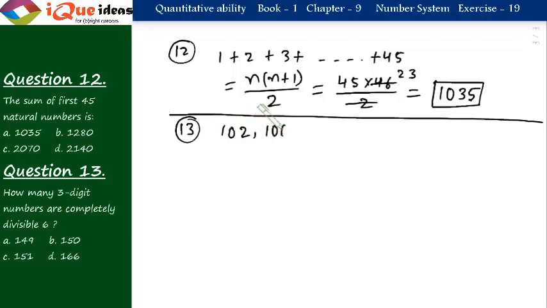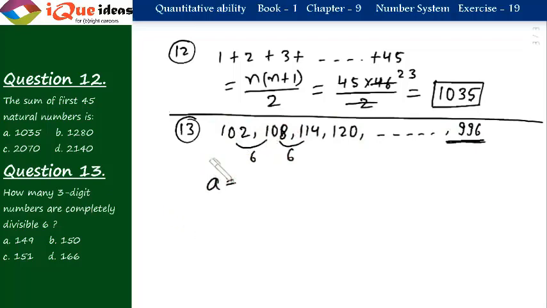So automatically the next number will be 108. The next number would be 114. The next number would be 120 and so on. Now look at the last number. If you just check, last number 1000 is not divisible by 6. Before that 990 is divisible by 6. So 996 will also be divisible by 6. So last number that we have is 996. Right? Now you can see this is an arithmetic progression where common difference is 6.